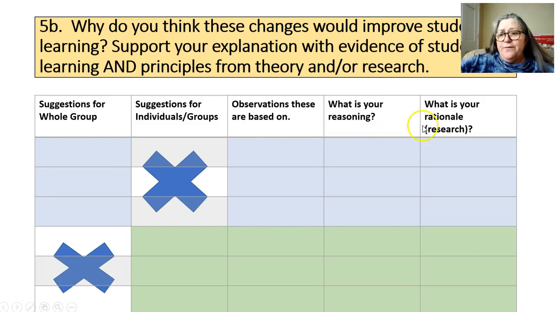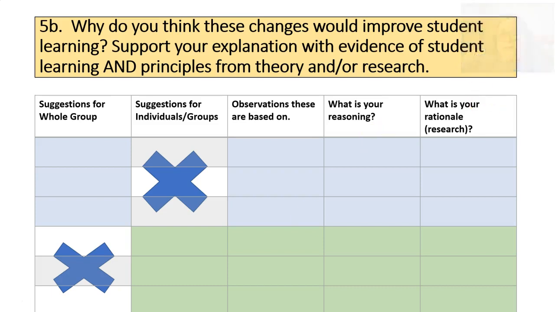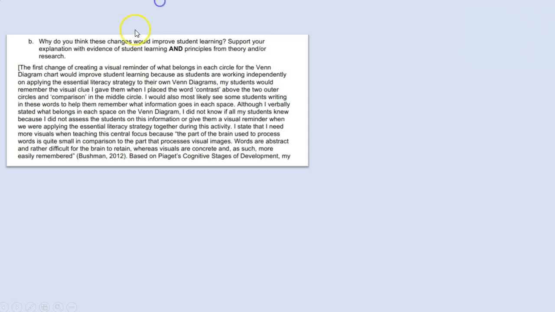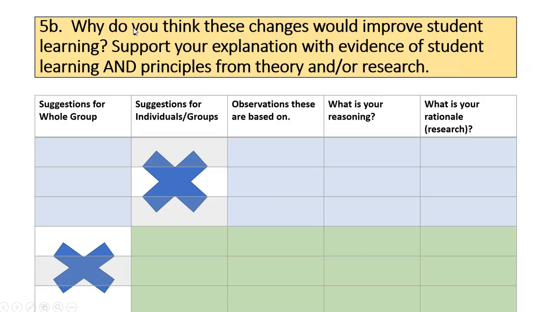5B. So with 5B, what I've done is I've given you an organizer to help you think about how to answer this question. So instead of giving you an outline, you've got an organizer. Why do you think these changes would improve student learning? Support your explanation with evidence of student learning and principles from theory or rationale.